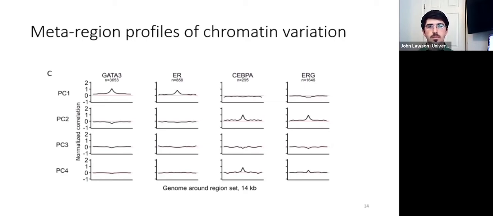And we can see the same thing for GATA3, which is known to associate with estrogen receptor. And so likewise, we see that for these hematopoietic transcription factors, the chromatin accessibility is not correlated with principal component 1 score, so we don't see a peak in the middle, but it is correlated with principal component 2 score. And so that basically supports our findings that principal component 2 is associated with immune chromatin variation.